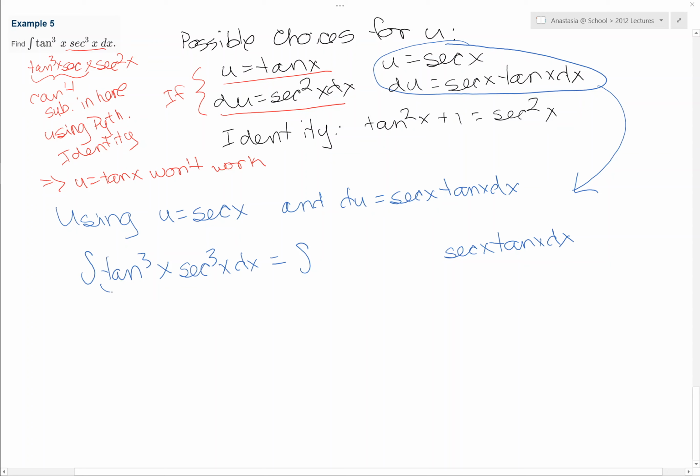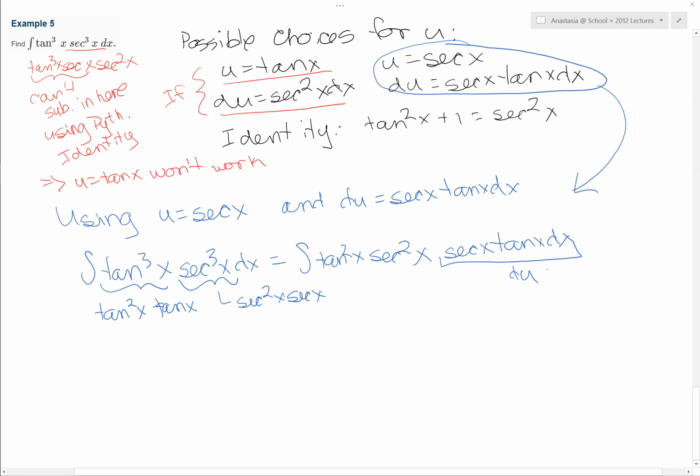So that means we're going to take one of our tangent x's, so we'll rewrite this as tangent squared x times tangent x. And the secant we'll rewrite as secant squared x times secant x, so that we end up with the integral of tangent squared x secant squared x, and then secant x tangent x, and now we have our du reserved here.